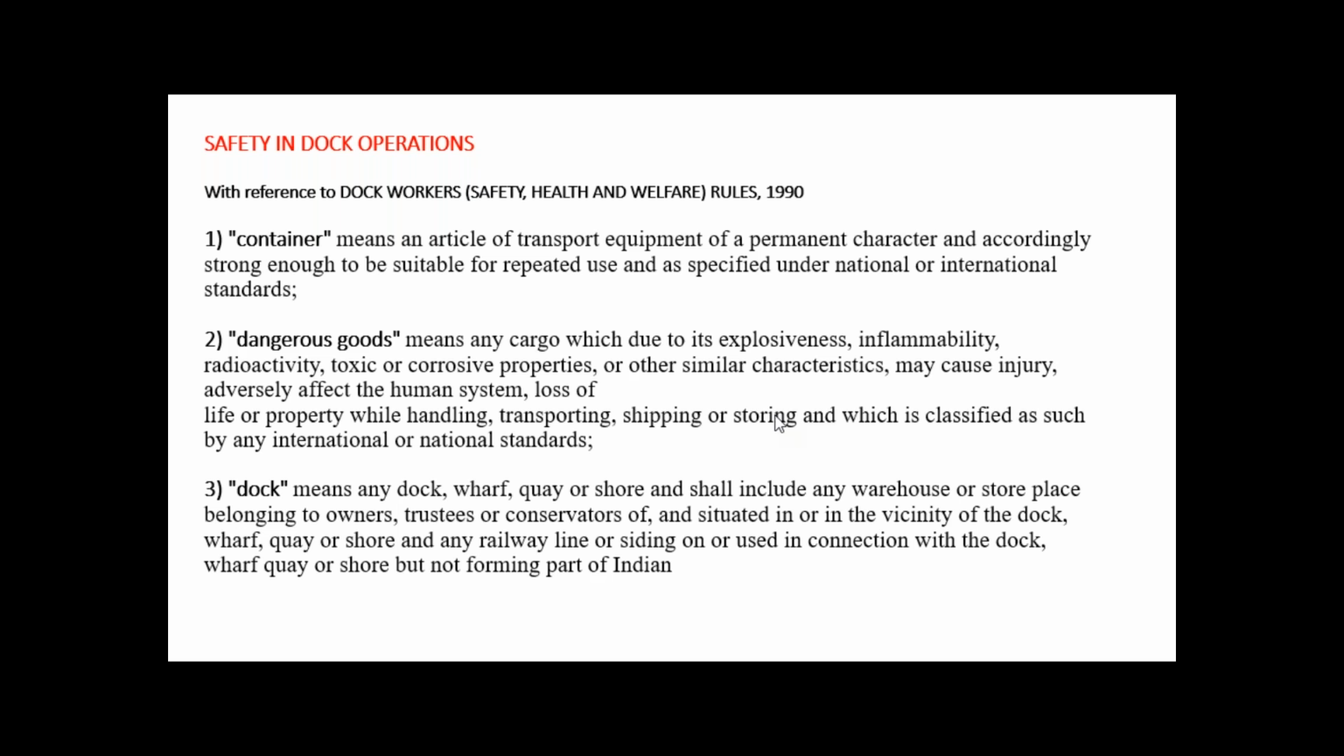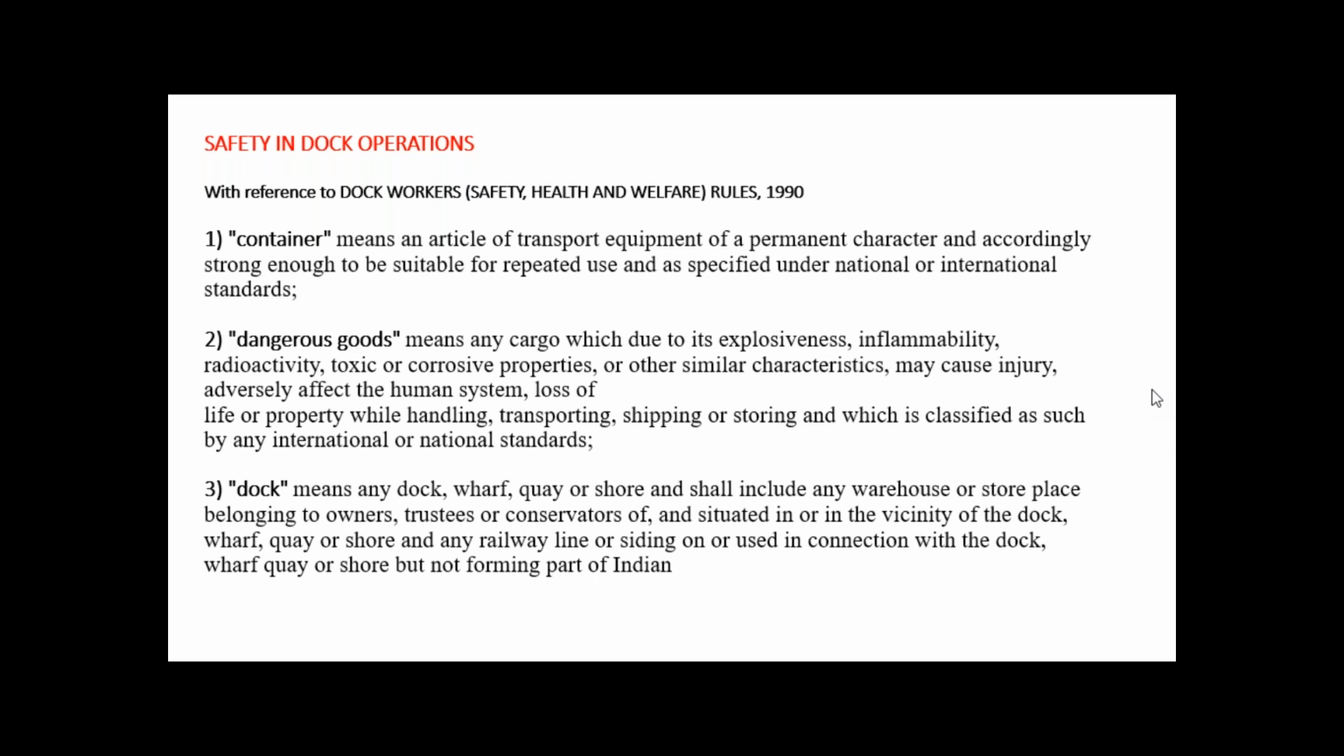For these dock operations there is a particular rule, the Dock Workers Safety, Health and Welfare Rules 1990. For the safety of these operations, for protecting the health of the dock workers and for providing facilities, which are called welfare facilities, all these things are included under these rules. With reference to that rule, we are talking about safety in dock operations in this presentation. We must know some of the concepts or definitions, like container, dangerous goods, dock, etc.